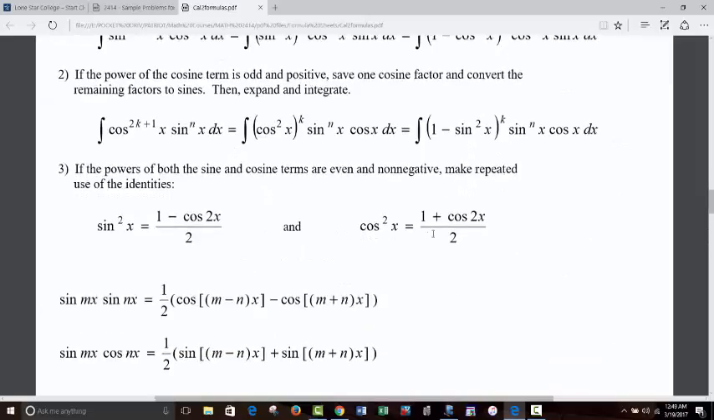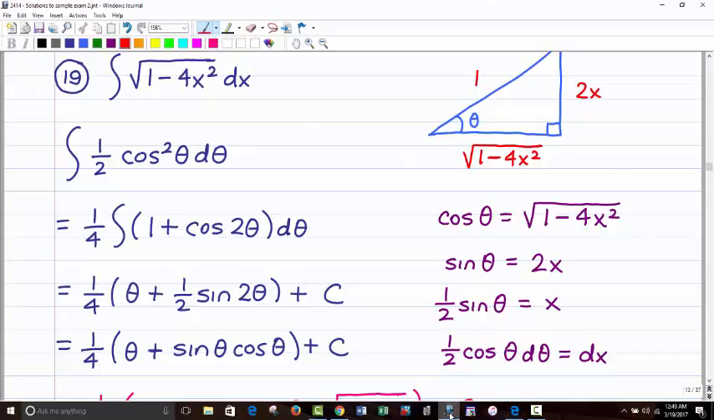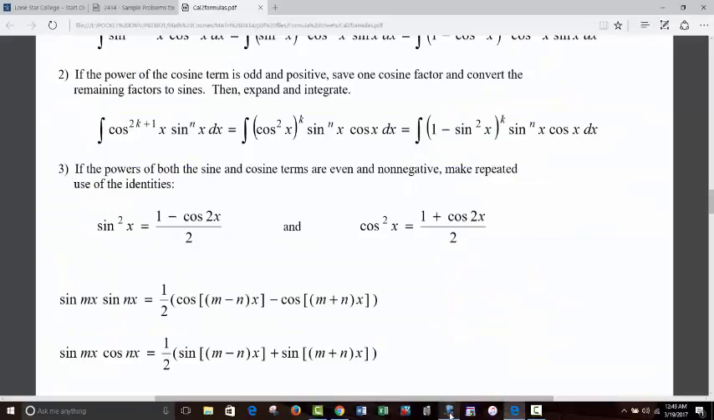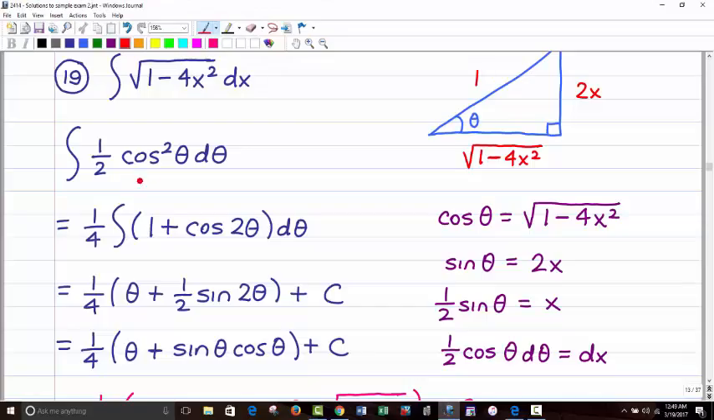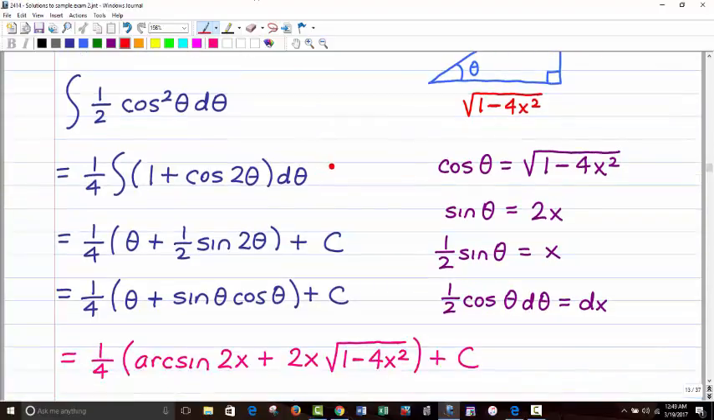Yes, cosine squared of the angle is 1 plus cosine of 2 times the angle, all divided by 2. So it's 1 plus cosine 2 theta all over 2. So I just took that 2 on the bottom and combined it with the 1/2 to make 1/4 on the outside. And from here, it's not too bad. We end up with the antiderivative of 1, which will be theta. The antiderivative of cosine of 2 theta will be 1/2 sine of 2 theta.